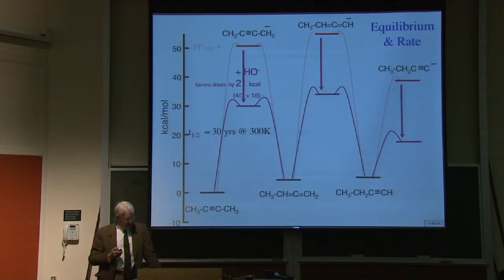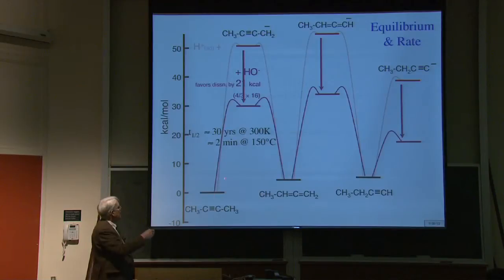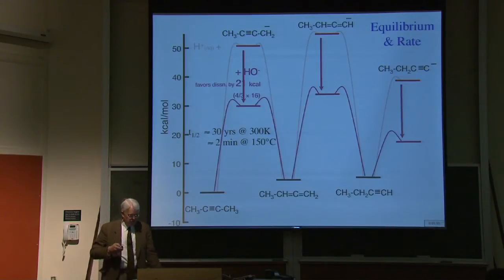Well, now the half-time would be about 30 years at room temperature, okay? But if you warmed it to 150 K, it would be about 2 minutes. So if you heat it up, you could make the isomerization occur. And then no matter which of these you start with, it's going to equilibrate, and this is the lowest energy form, and that's going to be everything except there's going to be 0.1% here and 0.03% there, okay? So no matter which of these you start with, you're going to get that.